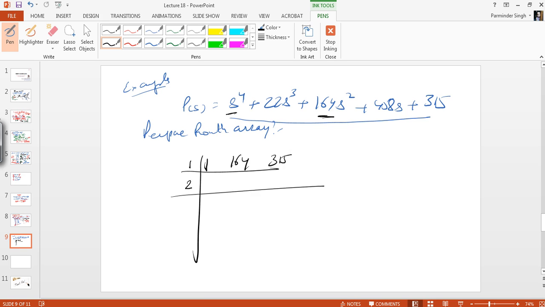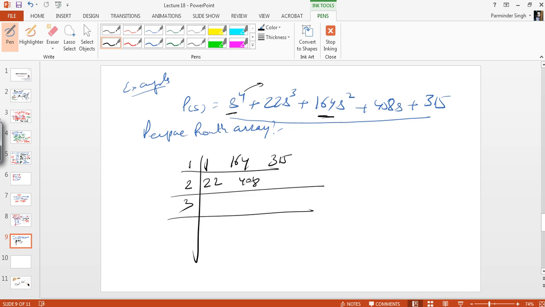Second, we're going to write down the missing ones. So missing ones are 22 and 408. Clear? We have these elements with us. It's not 225, it's 25. Sorry, my mistake. It's 25 over here. 22.